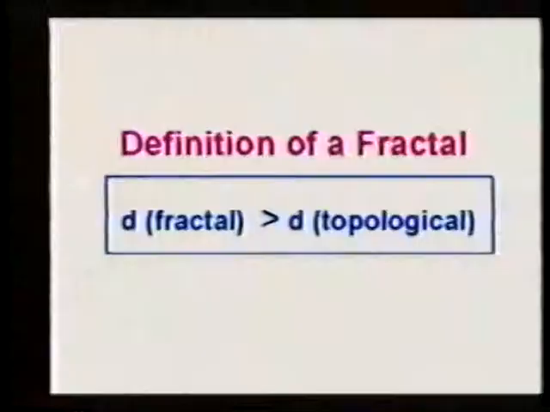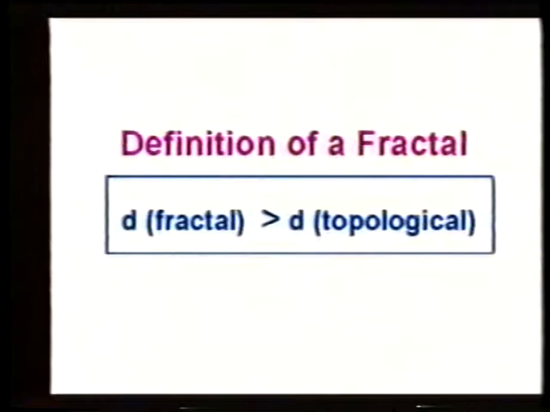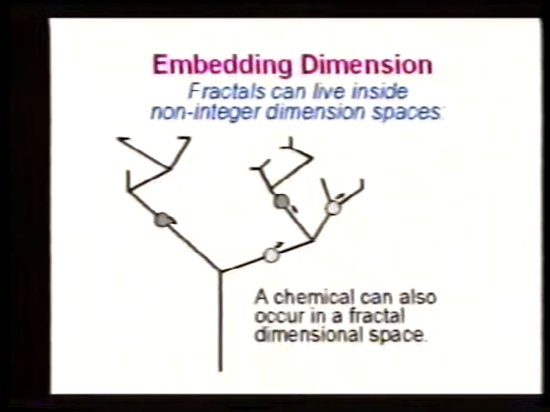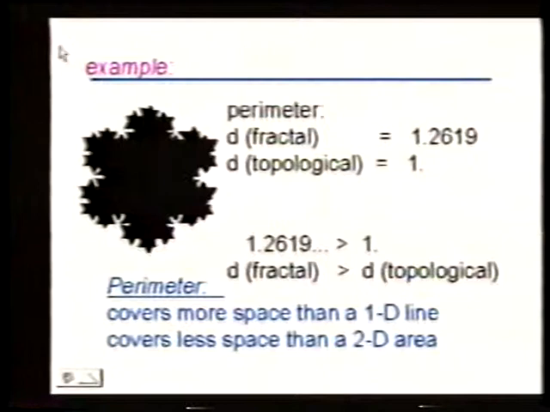Okay, so let's go back to what that definition is. Now let me use the Koch curve to give you an example of how this works. This is the Koch snowflake, and we're looking at the perimeter. The perimeter is characterized by the fractal dimension. The perimeter is wigglier than a one-dimensional line. It's infinitely long. If we had a circle here, the perimeter of the circle would be finite. But this is so wiggly, the perimeter is infinitely long.